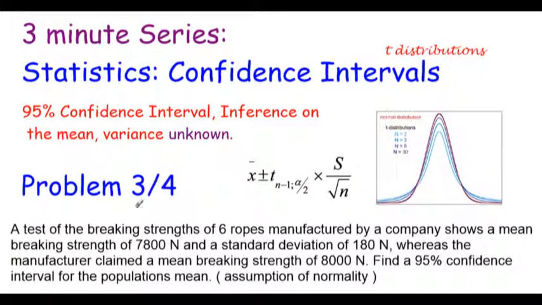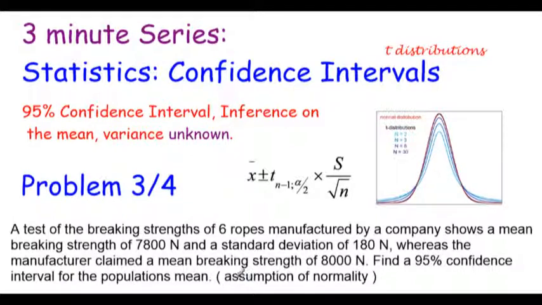Okay, so problem 3.4, which is actually just a continuation of problem 3, which is a hypothesis testing. We're going to extend it into what's called a confidence interval. The problem basically was the manufacturer had claimed a breaking strength of 8,000 newtons, but a sample of 6 had a sample mean of 7,800 newtons and a standard deviation of 180 newtons. We have to find a 95% confidence interval of the mean.